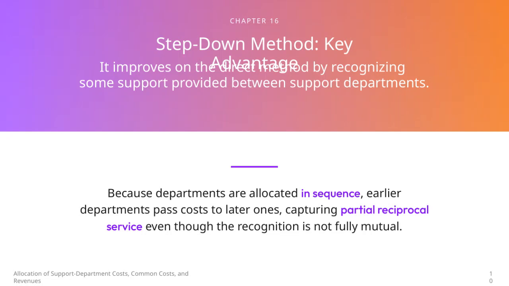In this slide, we're focusing on the key advantage of the step-down method. Unlike the direct method, the step-down method improves cost allocation by acknowledging some of the support services that support departments provide to one another. Because these departments are allocated in a specific sequence, the costs are passed from earlier departments to later ones. This way, the step-down method captures partial reciprocal service, even though it doesn't fully recognize mutual support between departments. This approach leads to a more accurate allocation of support department costs, as well as common costs and revenues. This improvement is crucial for better reflecting the true cost structure within an organization.